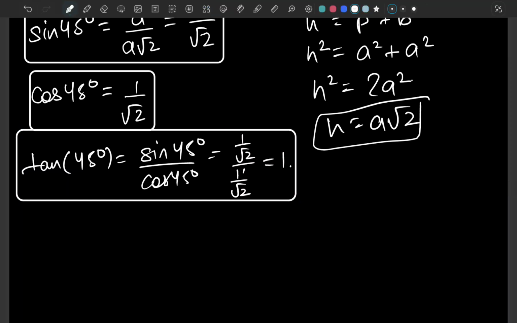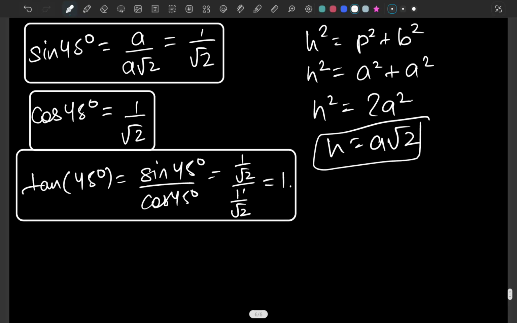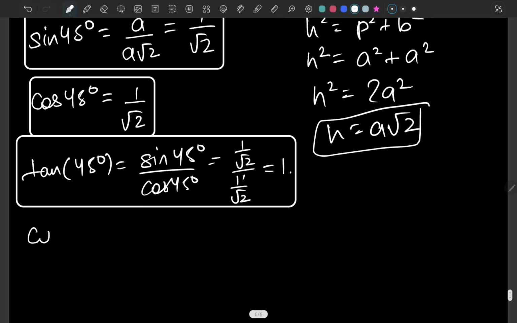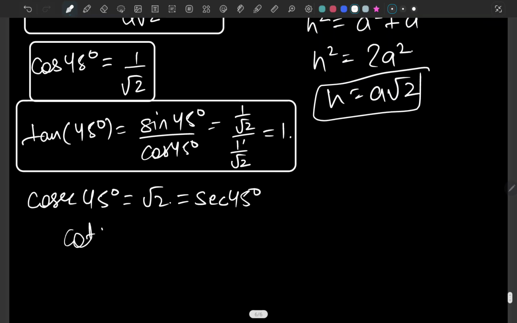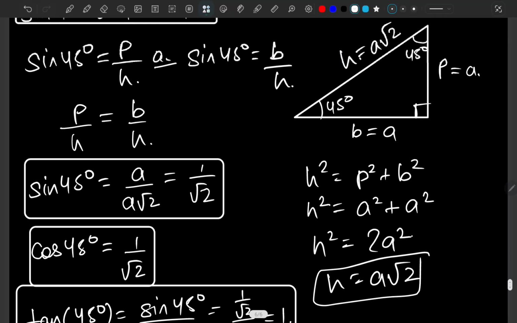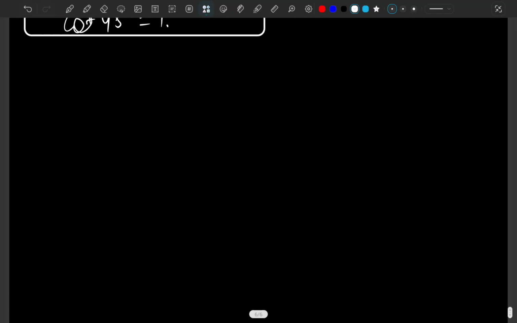And again, from here you can talk about the rest of the three trig functions for their 45 degrees values. So cosecant 45 degrees is going to be the reciprocal of sine 45, that is square root of 2, and so for secant of 45 degrees. And cotangent of 45 degrees is 1, because the reciprocal of 1 is 1. And yeah, that was quite easy. But for 30 and 60 degrees we have to do a little bit more, so just get ready for that.